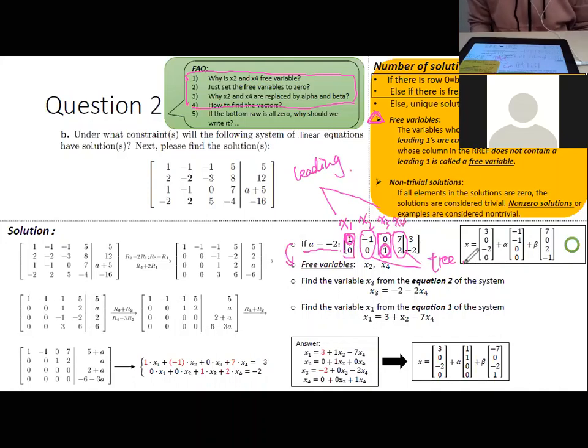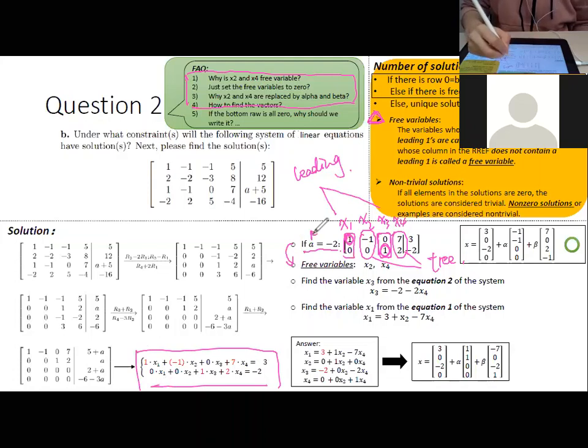And now you may still have questions: what's the relationship between the leading variables and the free variables? Can we exchange their positions, or is the way we use to find the leading variables and the free variables correct? So please see this part.